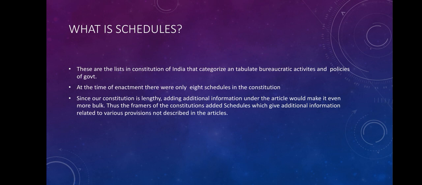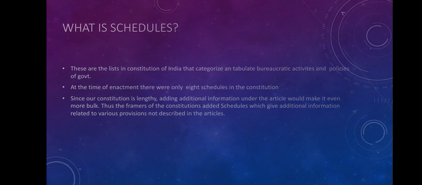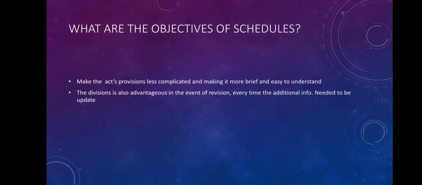At the time of enactment, there were only 8 schedules in the constitution. Till now, we have 12 schedules in our Indian constitution. Since our constitution is lengthy, adding additional information under the articles would make it even more bulky. Thus, the framers of the constitution added schedules which give additional information related to various provisions not described in the articles. Now we will discuss the objectives of schedules.